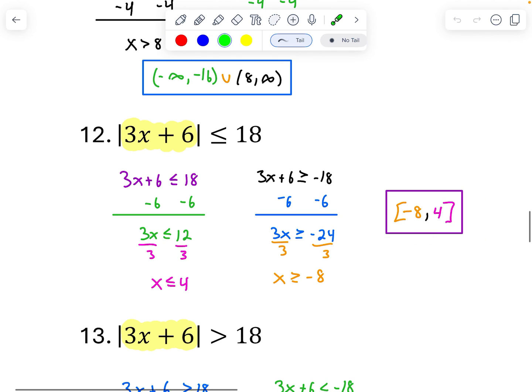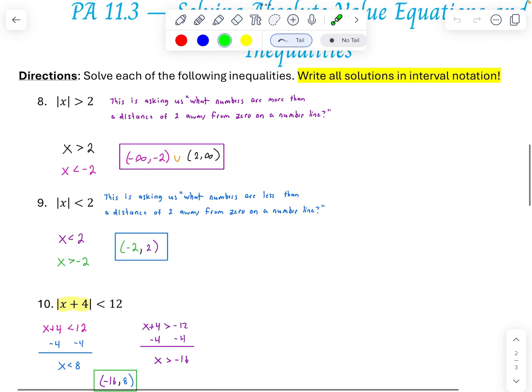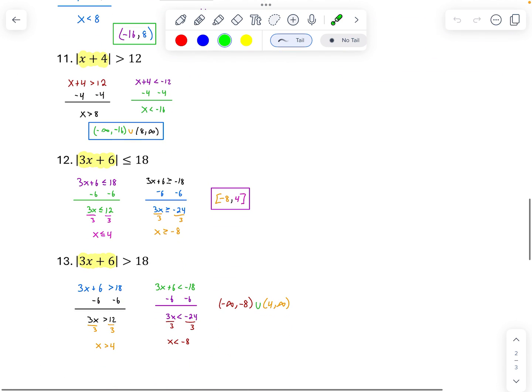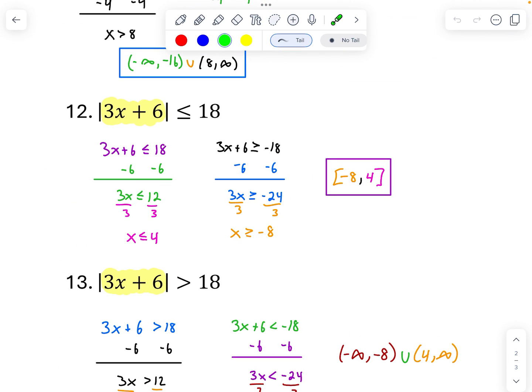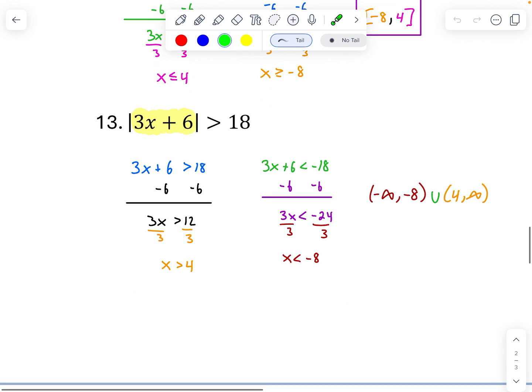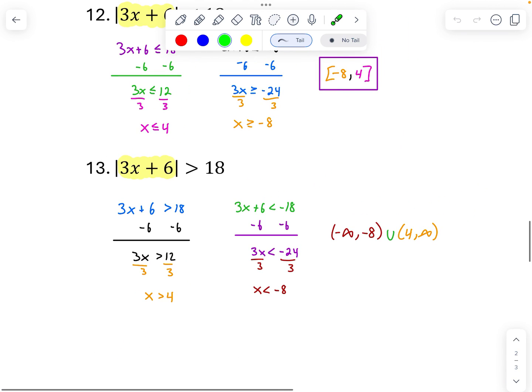We can also graph these answers on a number line, but I just didn't ask you to do that on these particular problems because we should have done it enough by now if you've done all the problems I've asked you to do. And then 13, now you need the distance from 0 to be bigger than 18.